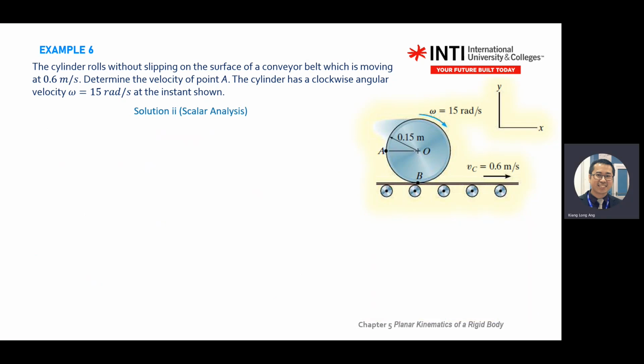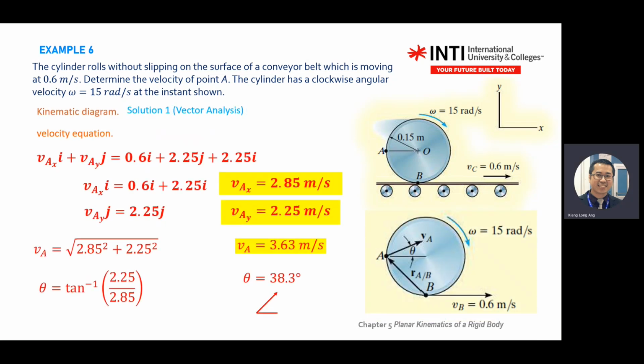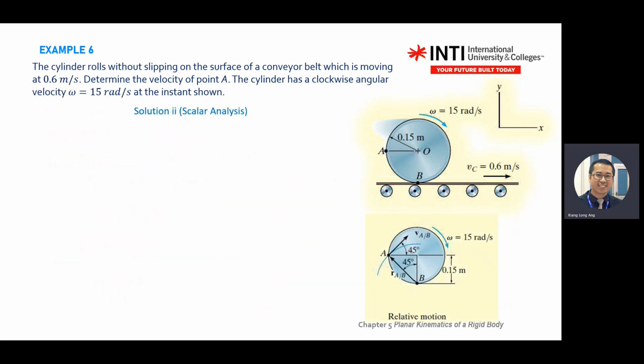Scalar, how do you do it? When you do scalar, it's a bit different from the free body diagram. So for scalar, now you change. Same thing, now you have a 45, 45 like that. Again, V and R and omega, they are 90 degrees. Here, they are 90 degrees.